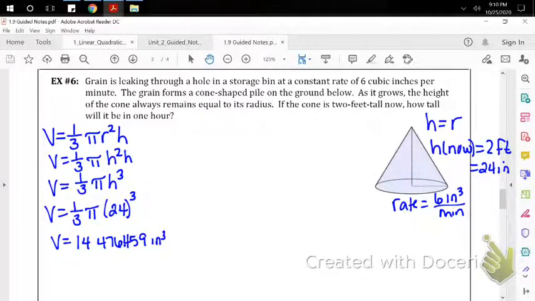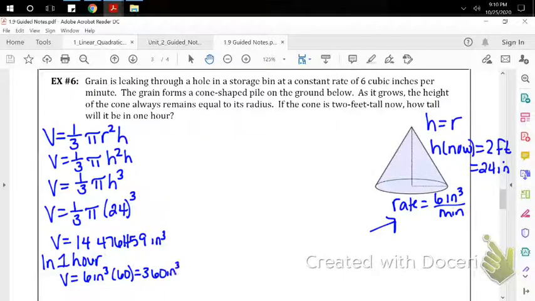But I know that it's increasing by 6 inches cubed per minute. So what's that volume increase in the next hour then? Because I need the height 1 hour from now. So I need to find the volume 1 hour from now, and maybe I can backtrack and find my height. Well, in 1 hour, the volume is increasing by 6 inches cubed per minute. Well, how many minutes are there? There's 60 minutes in an hour, so that means an increase of 360 inches cubed.